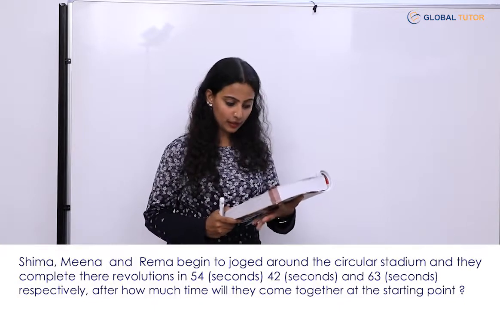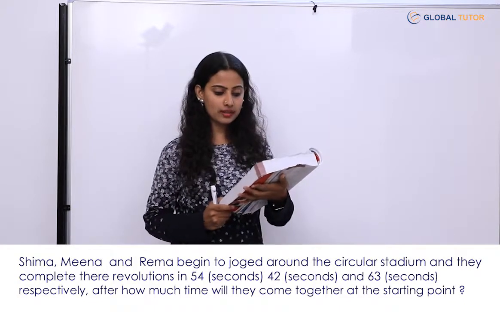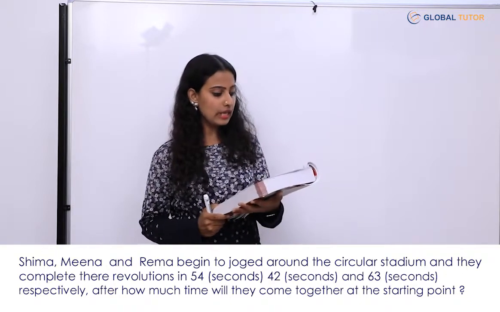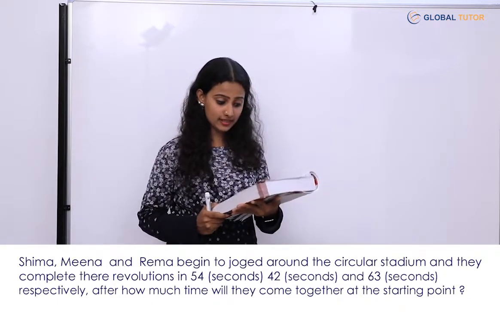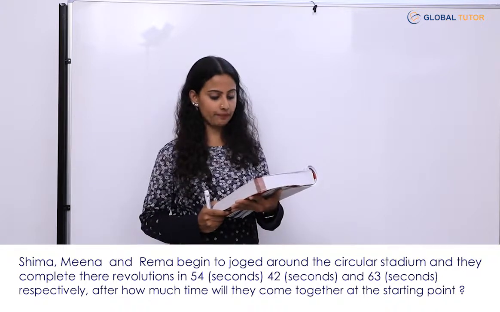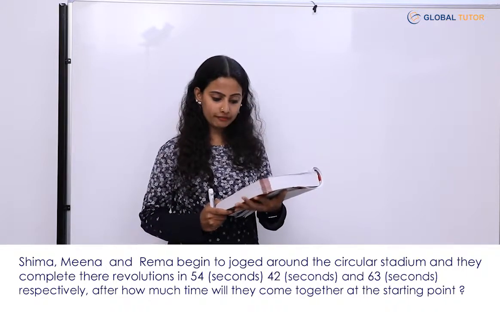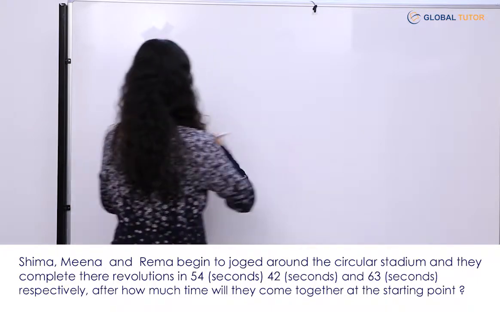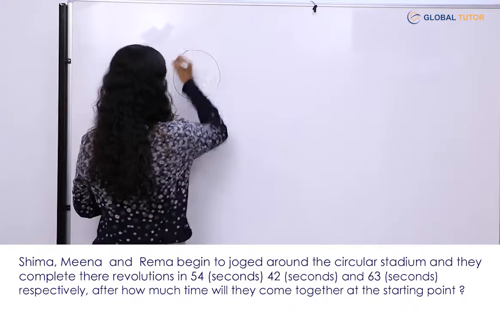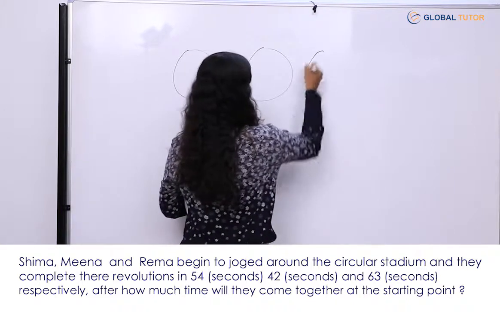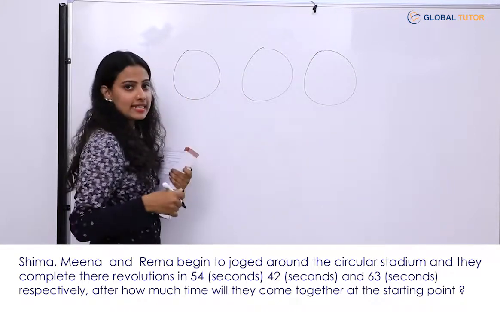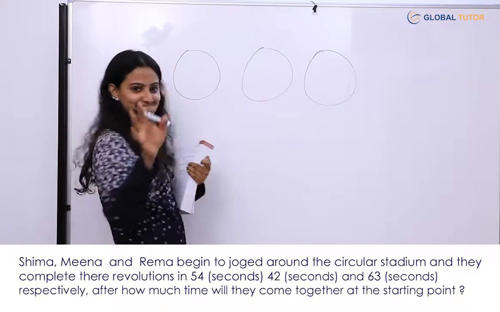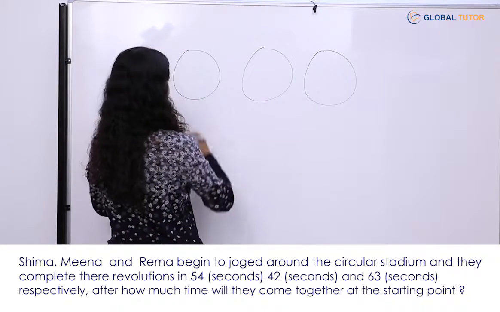Seema, Meena and Reema begin to jog around a circular stadium and they complete their revolutions in 54 seconds, 42 seconds and 63 seconds respectively. After how much time will they come together at the starting point? Now what is the question? There are three girls who are jogging in a circular stadium. This doesn't look circular, but consider that this is a circular stadium.